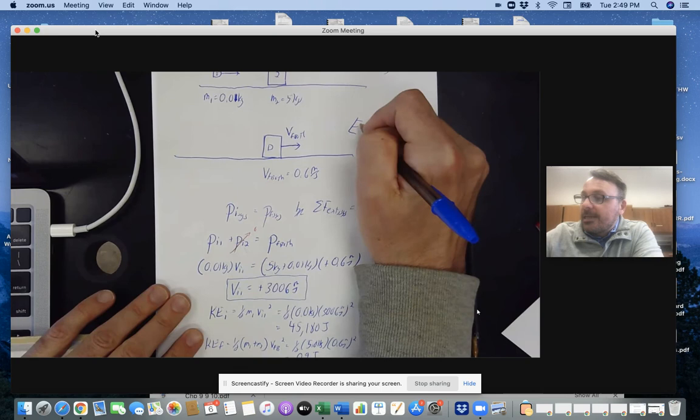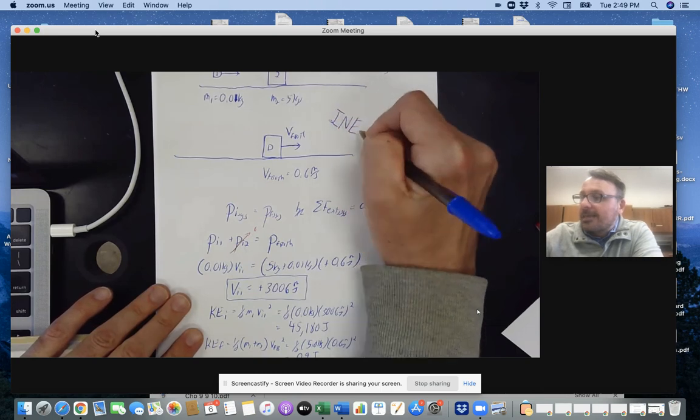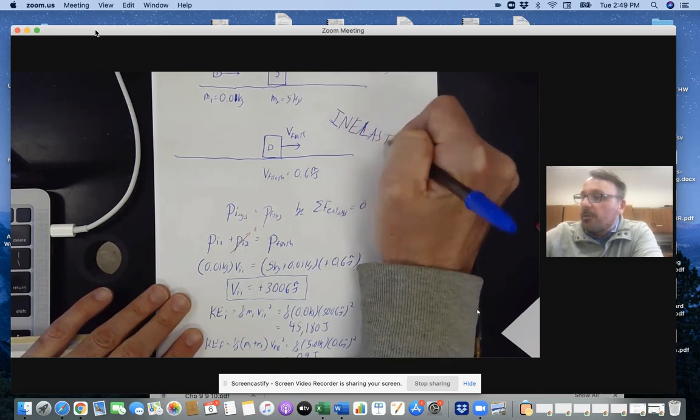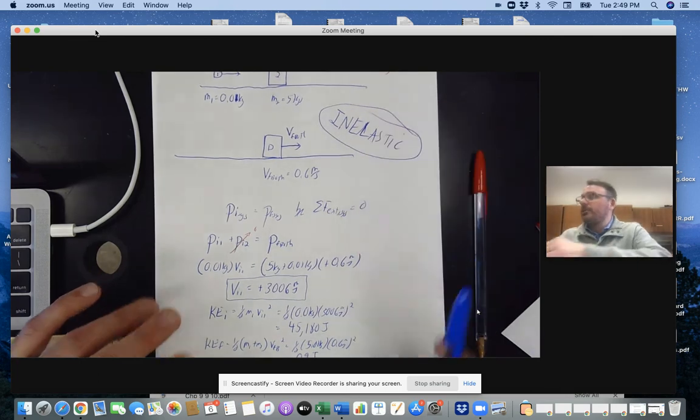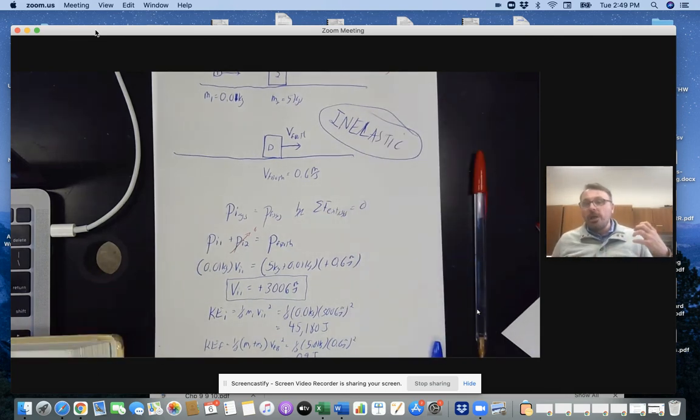This, folks, is going to be called an inelastic collision. An inelastic collision is one in which there is permanent shape change that occurs through the collision. Permanent shape change. Inelastic, non-elastic. Elastic means that things return to their original shape.